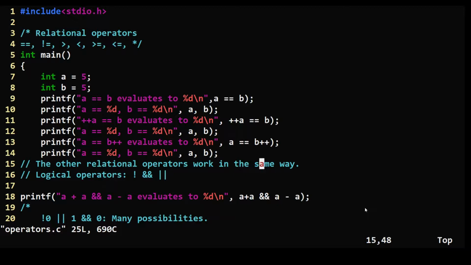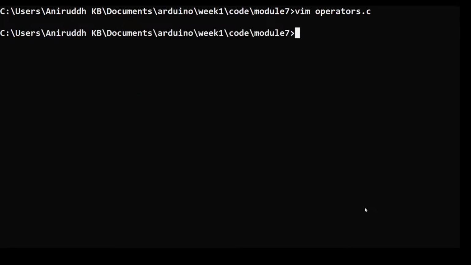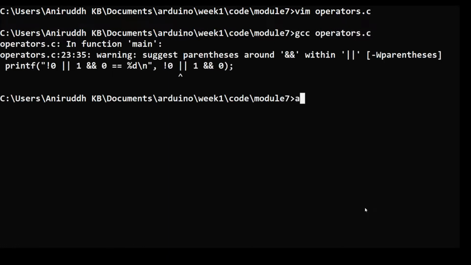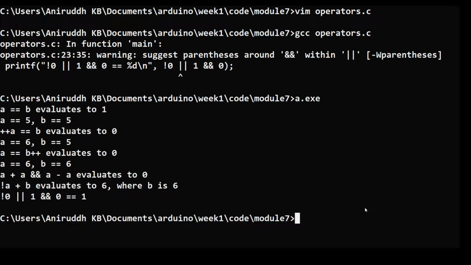So first let's just see what's going on with the relational operators. Ignore that warning for now. So A was 5 and B was 5. A is equal to B evaluates to 1. And after that A and B are still 5. Plus plus A is equal to B evaluates to 0.